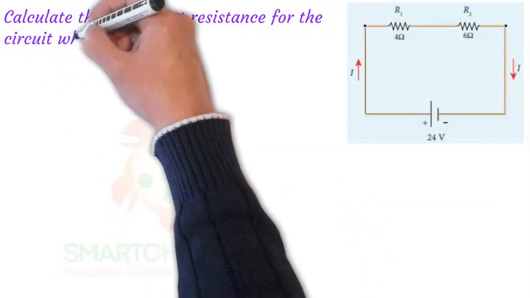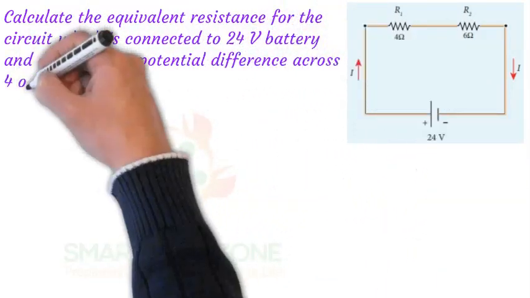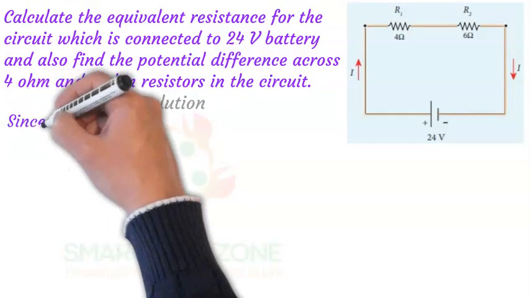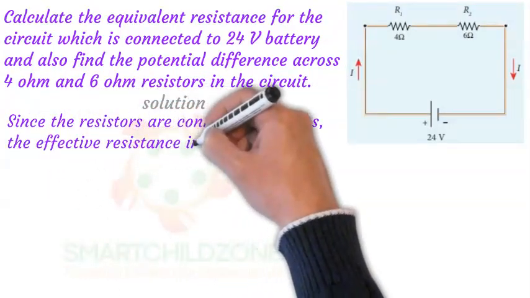Calculate the equivalent resistance for the circuit which is connected to 24 volts battery, and also find the potential difference across 4 ohms and 6 ohms resistors in the circuit. Since the resistors are connected in series, the effective resistance in the circuit.